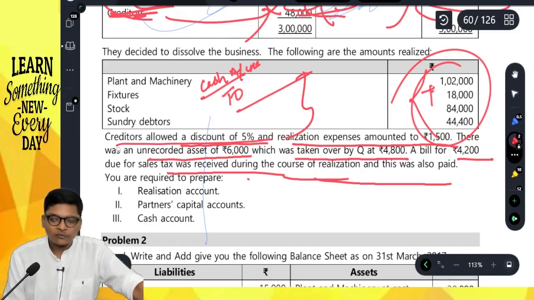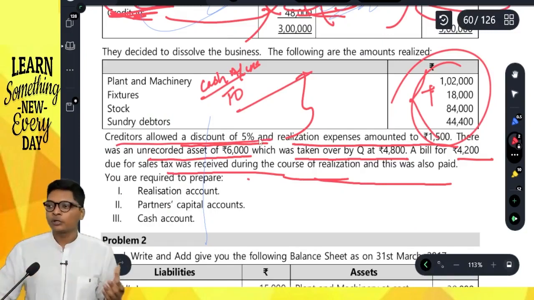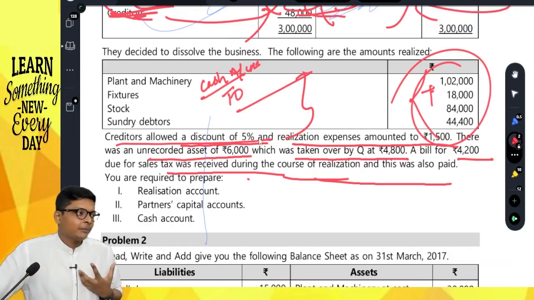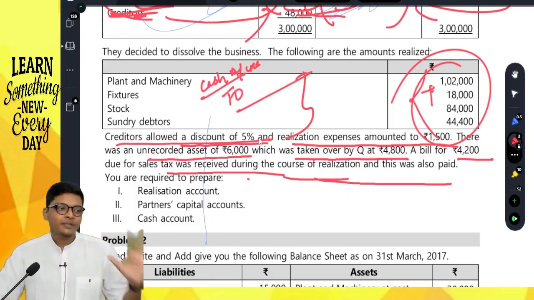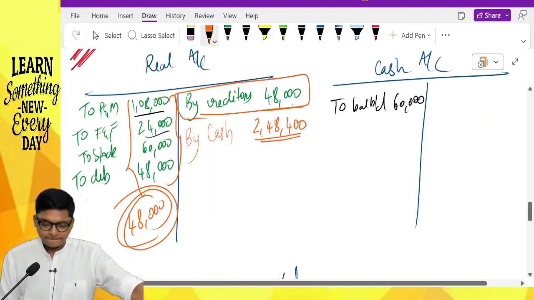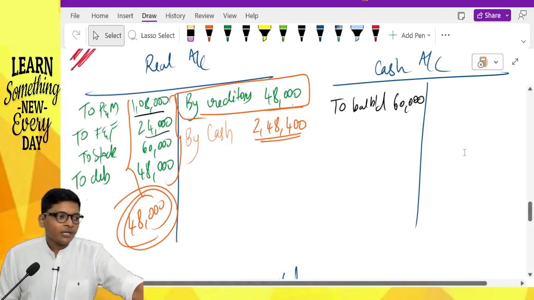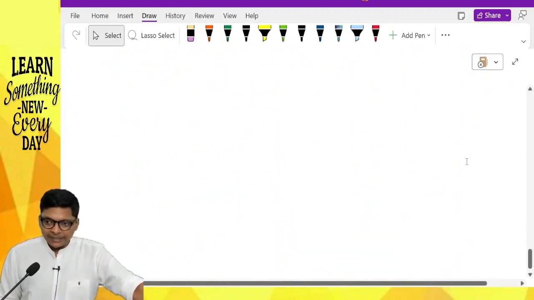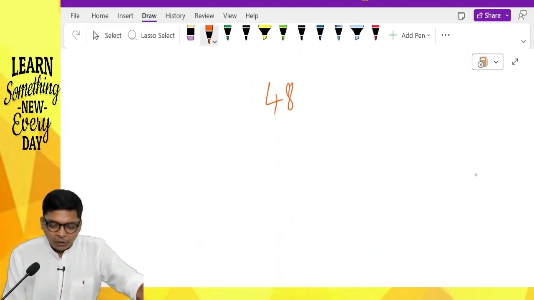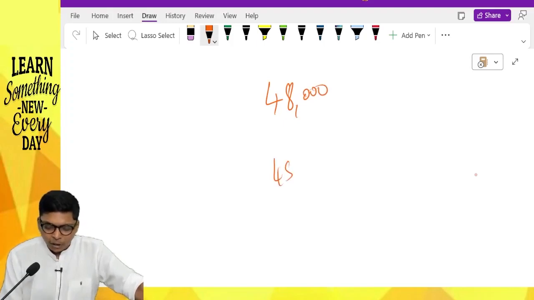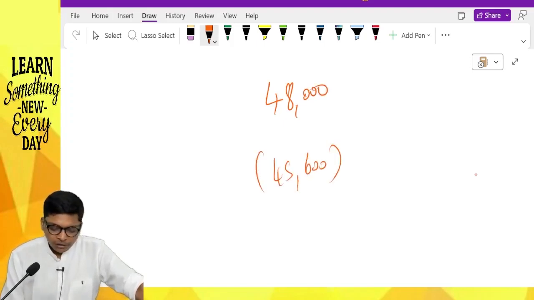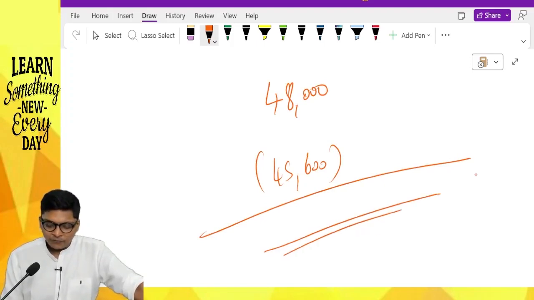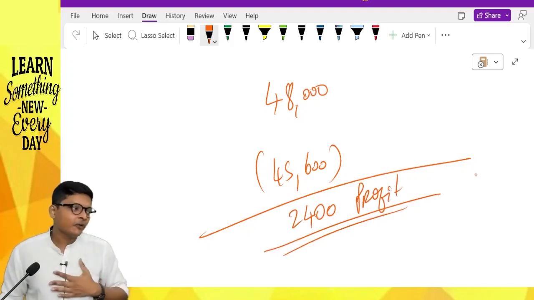Creditors allow a discount. I told him, hey, we are closing. Put a small discount, I'll be happy. He is saying, okay, take 5%. How much is that? 45,600. That means creditors worth 48,000 is settled for 45,600. Therefore, 2,400 is profit for me.